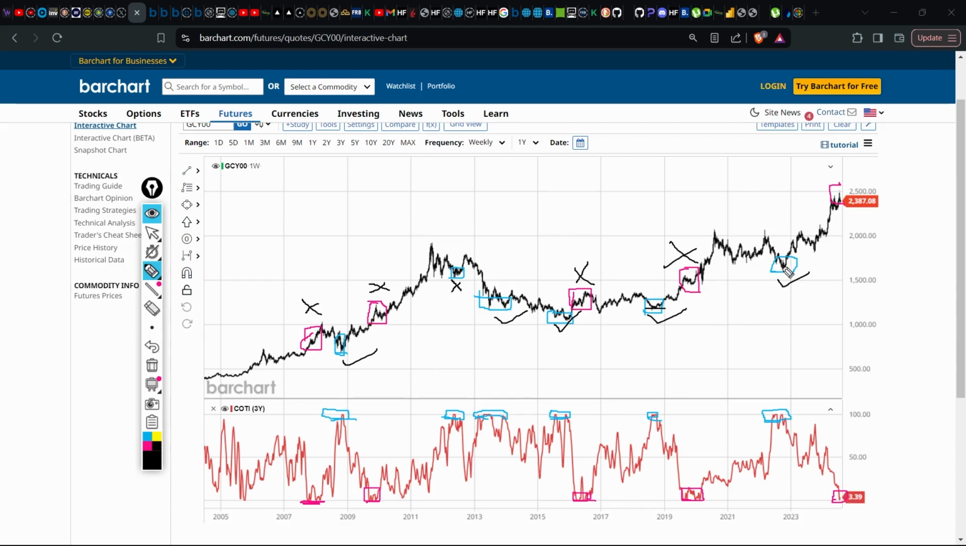This is 1, 2, 3, 4, 5. This is 5 times you could have been right trading the COT index. And what you're supposed to do now is look at when this index was right. Was it in calling market bottoms or market tops? As you can see, all of these are bottoms. So this index is extremely useful in catching market bottoms.